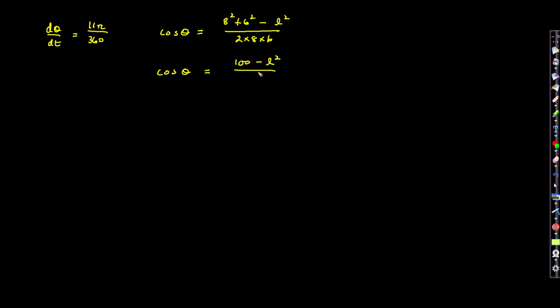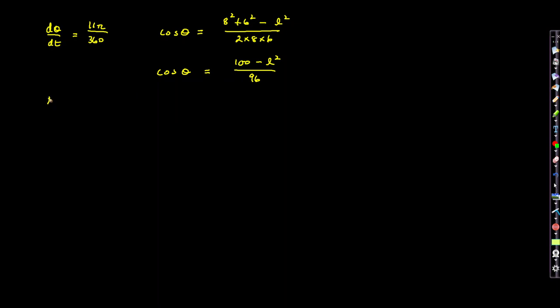So just to bring through some of that information, we've got this. Now, an expression for L. Okay, so I'm going to use the cosine rule: cosine of that angle theta is equal to (8 squared plus 6 squared minus L squared) over (2 times 8 times 6). This gives cos of theta equals (100 minus L squared) over 96.